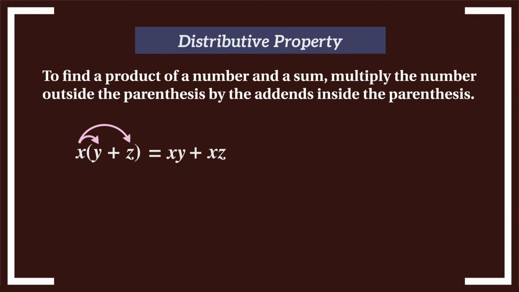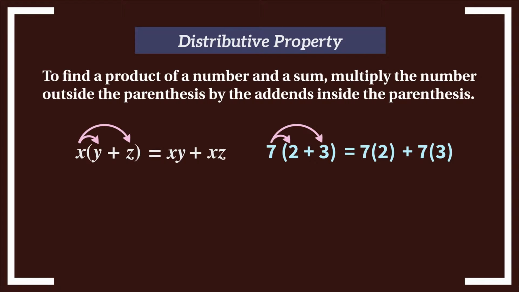Let's learn this property further by solving an actual example. We have 7 times the sum of 2 and 3. It looks easy, right? Let's go ahead and solve it. Of course, we are going to apply the distributive property. We will distribute 7 to the addition expression inside the parentheses, and have the product of 7 and 2 plus the product of 7 and 3.